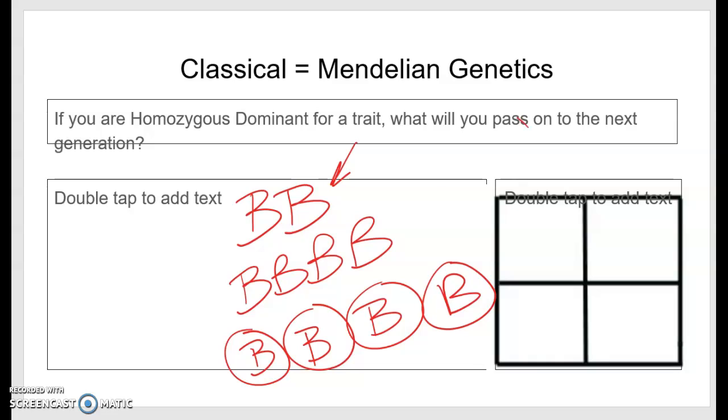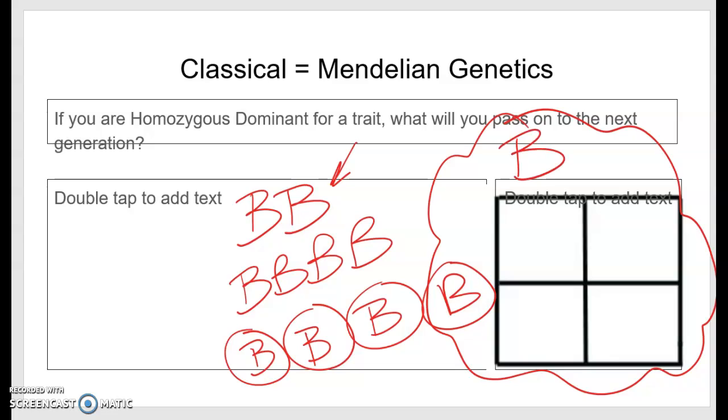So what we want to do is use this little tool over here called the Punnett square to show you the likelihood, the chances of you passing on this capital B or this capital B. You just bring the letters down. Bring the letters down on the Punnett square.